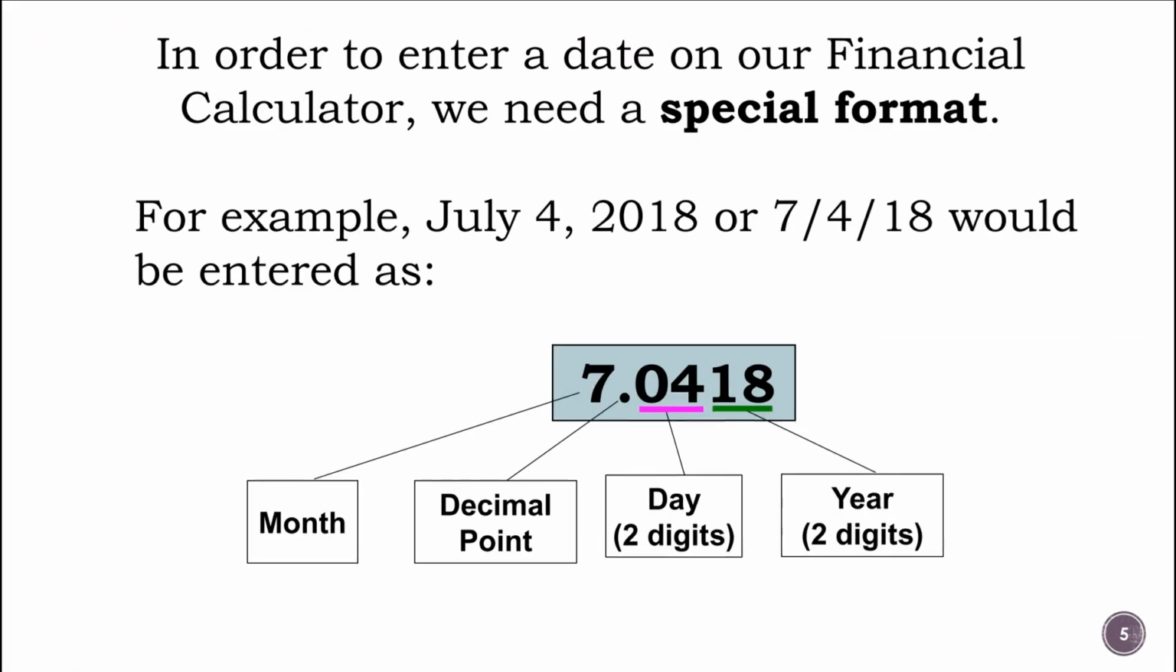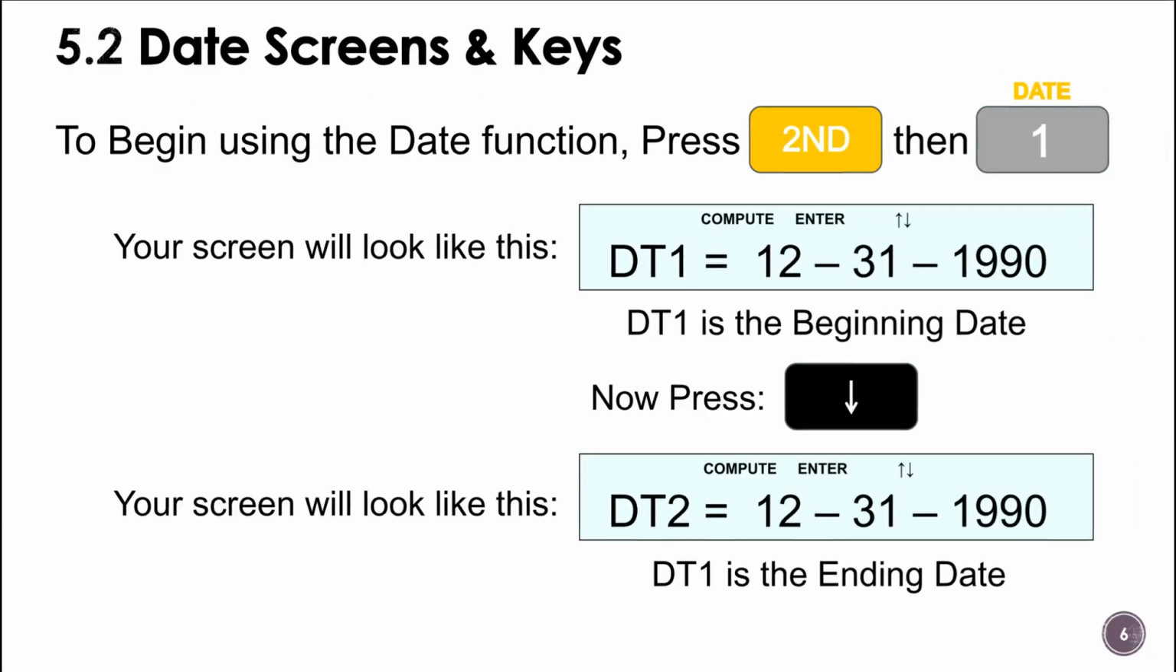All right. So if we're going to enter dates, we have to put them in a certain way. To enter July 4th, 2018, we put in the month and then a decimal point, then 04 for the day, we have to use two digits. So if it's just a one-digit day, we have to put a zero, and then a two-digit year. This is the format that you have to use in order to get the date entered correctly, and you'll just get used to that as you use this calculator and practice.